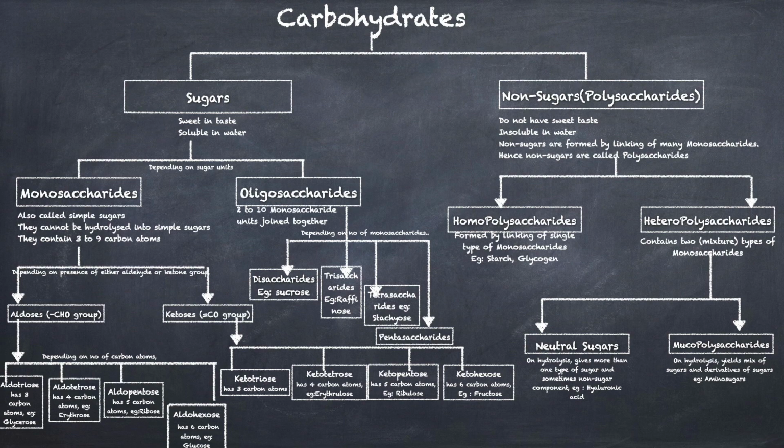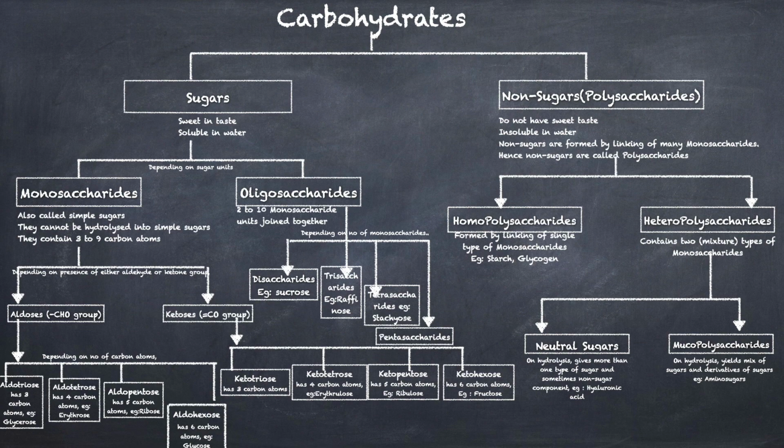Example is glucose. Again, ketoses also are divided into different groups depending upon the number of carbon atoms. Ketotriose, which has 3 carbon atoms. Ketotetrose, which has 4 carbon atoms. Example is erythrulose. Ketopentose, which has 5 carbon atoms. Example is ribulose. Ketohexose, which has 6 carbon atoms. Example is fructose. Let's see how oligosaccharides are divided.